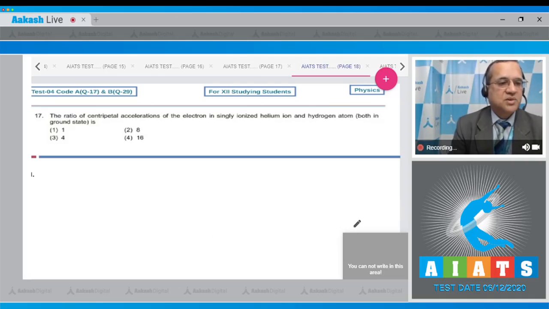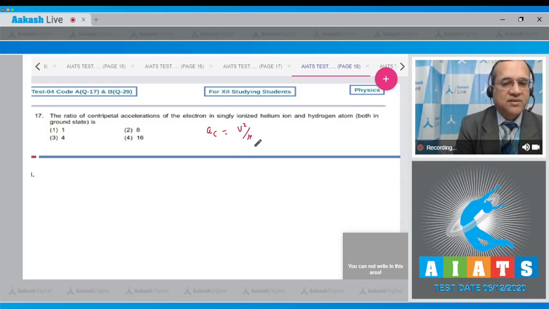Let's go to question number 17. The ratio of the centripetal acceleration of the electron in singly ionized helium ion and hydrogen atom is. Singly ionized helium and hydrogen are identical in the Bohr model. The centripetal acceleration should be equal to v square by r.